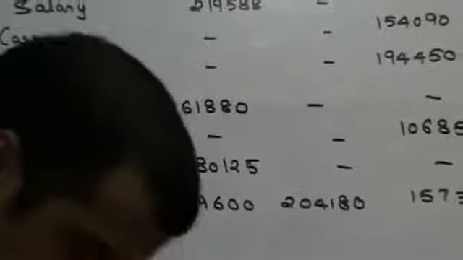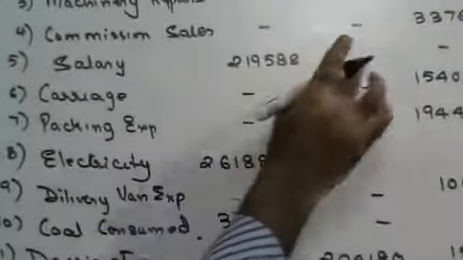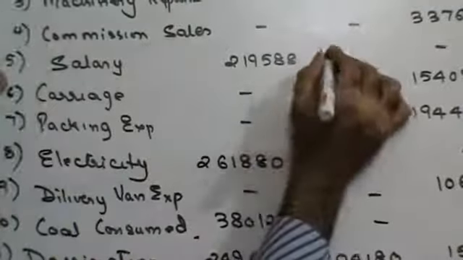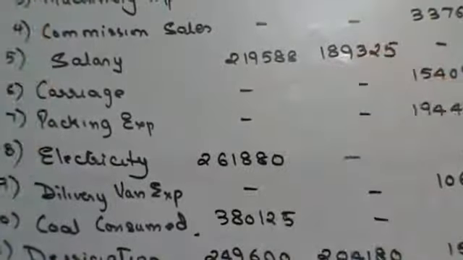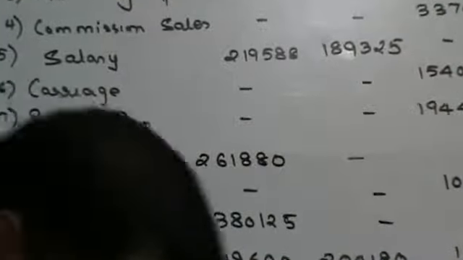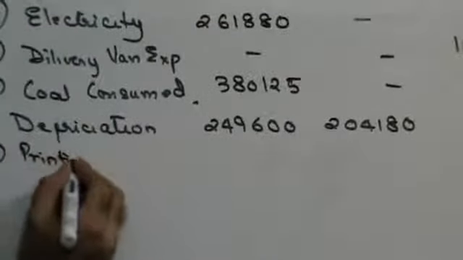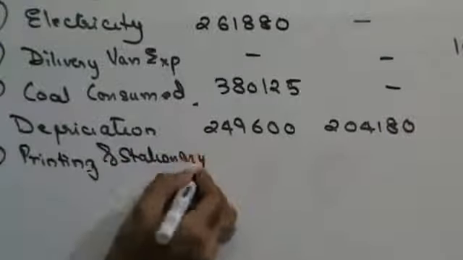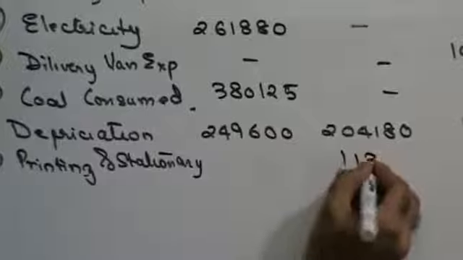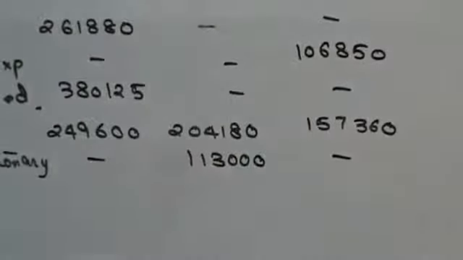Next, you have office salary. We had already recorded salary, guys. This was factory salary. Next to that, I'll record office salary, which is 1,89,325. Next, printing and stationery, 1,13,000. Right? Now, once you've done this, add these columns.